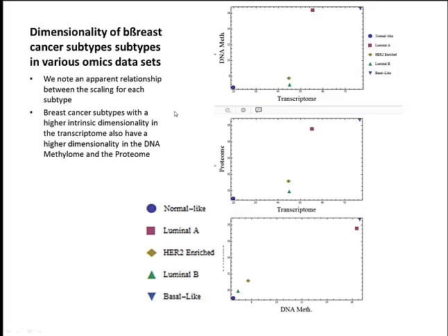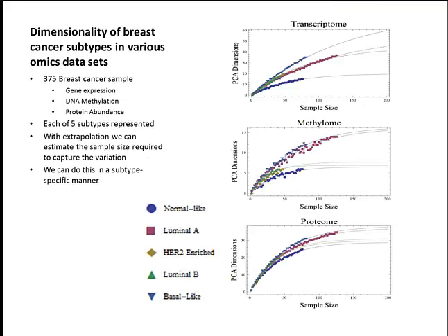Another thing that we notice here, just an interesting observation, is that there seems to be an apparent relationship between the dimensionality at the different levels, such that if a subtype of breast cancer has a higher dimensionality in the transcriptome, it tends to have a higher dimensionality in the methylome and the proteome, which I suppose is perhaps not too surprising, but I think it's interesting to observe it in this way. So this kind of process could be used in LINCS data sets to estimate when we're done, when we've got enough information that we've completely characterized the space of perturbations, or characterized it to the degree that we need for analysis.